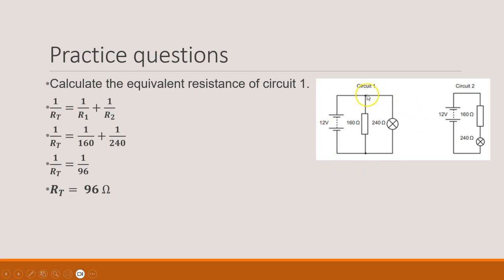So the total resistance in the circuit is 96 ohms, which is a lower value than the smallest resistor here, which is 160 ohms. That makes sense.